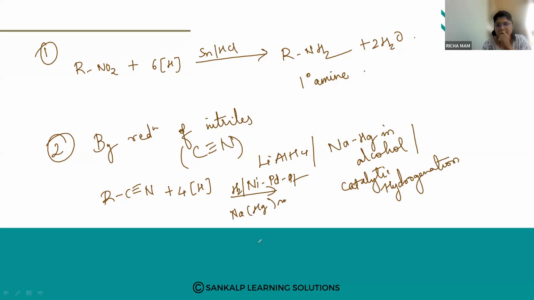And across this triple bond, what is happening here? You are going to add hydrogens. Four hydrogens are added, two here and two here. So you get RCH2NH2. What you get is a primary amine. So these two preparations we saw in our last class. Let us proceed with the next one.